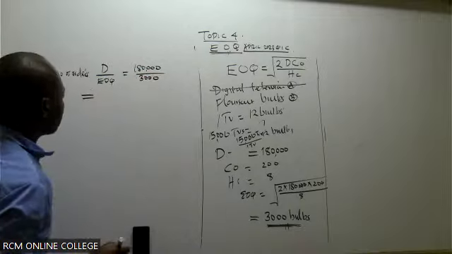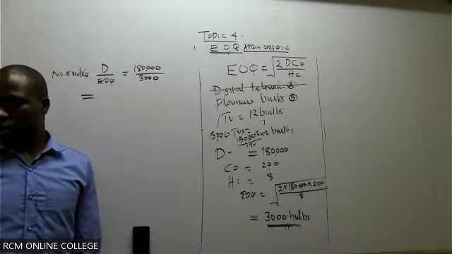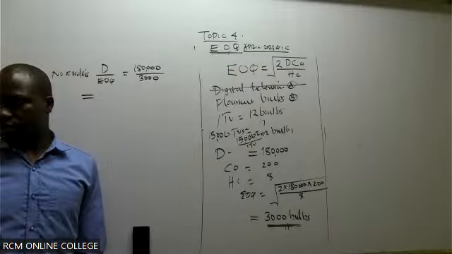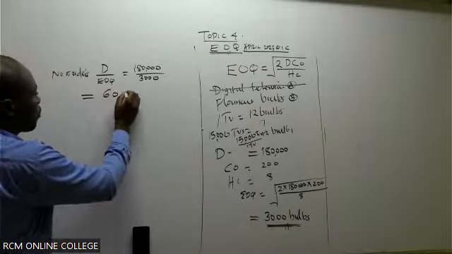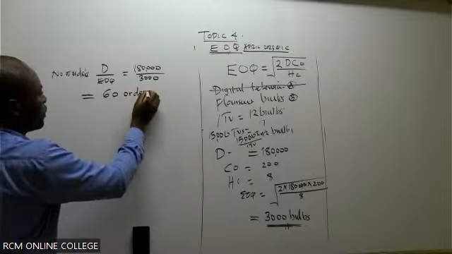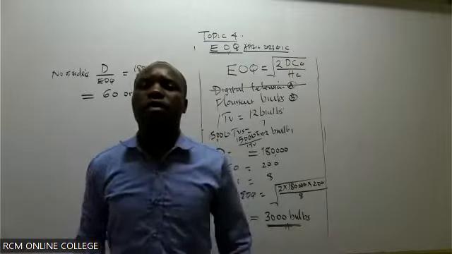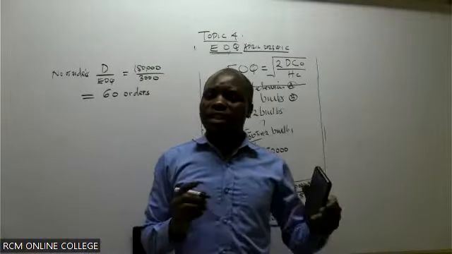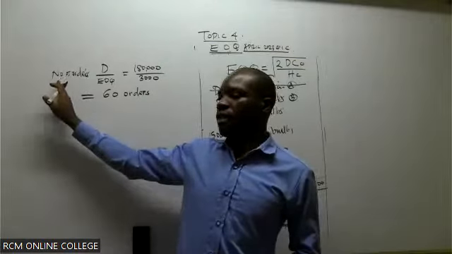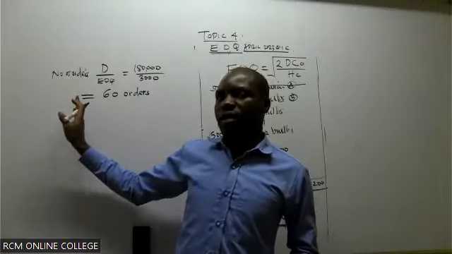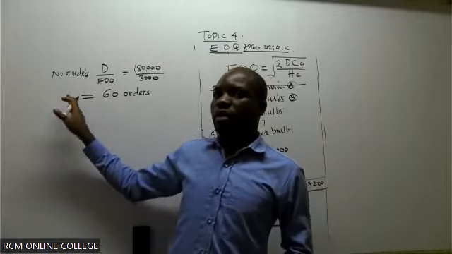So how many orders do we have there? We have 60 orders that they're supposed to make for the entire year. The last two questions that we've been able to do were asking us the number of orders, or the frequency, the number of orders.